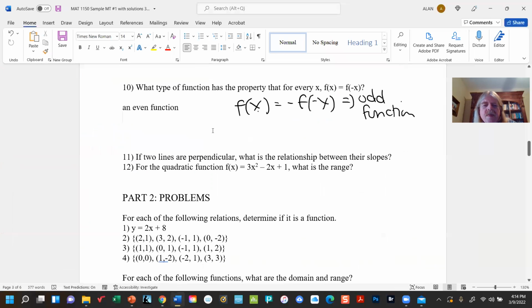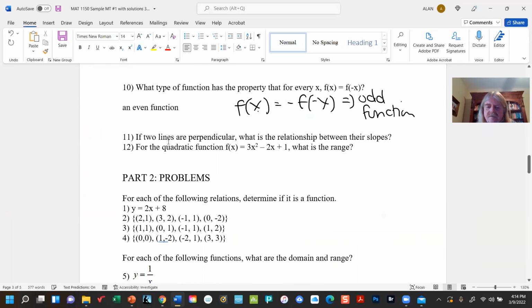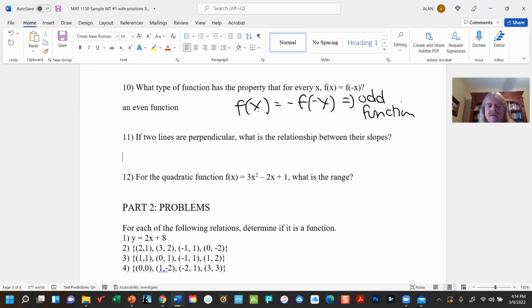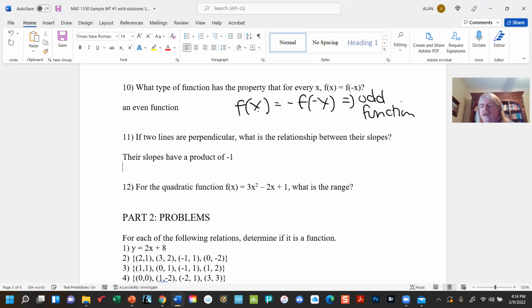All right, now, if two lines are perpendicular, what is the relationship between their slopes? Their slopes have a product of -1. That's how you can tell.